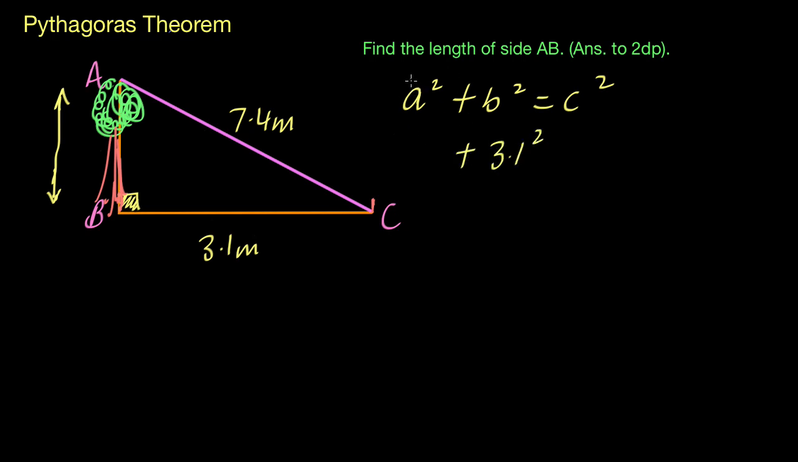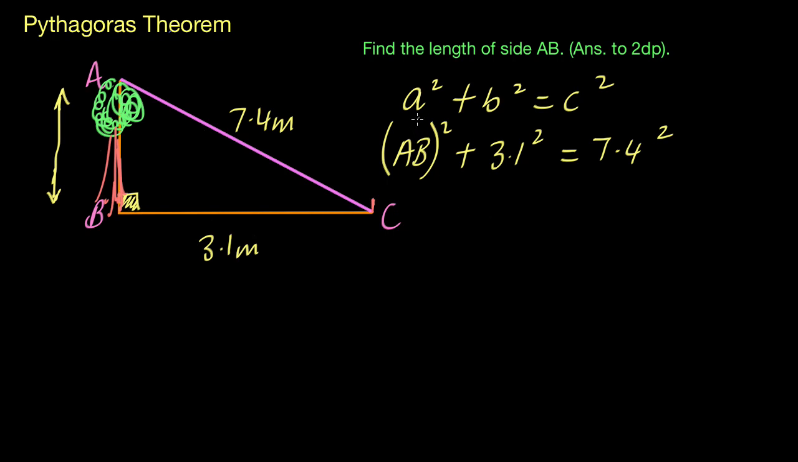Now over here for a squared, do we have a value for this AB? We don't. So what I'm going to do is I'm just going to call it AB. And I'm going to square that as well, because we know that with Pythagoras we have to square these sides. So AB squared plus 3.1 squared is equal to the long side squared. Do we have a value for the long side? Yeah, we do. We've got 7.4. So 7.4 squared.